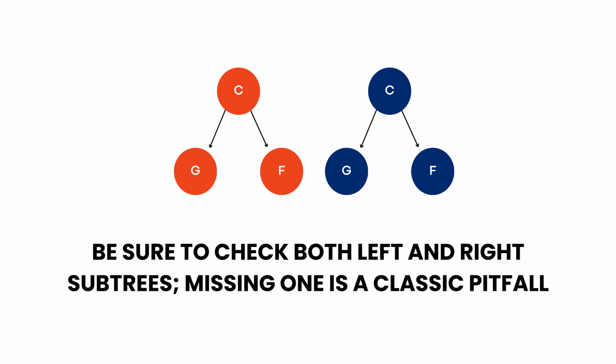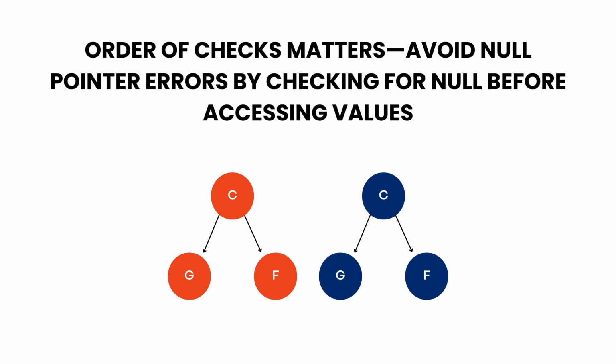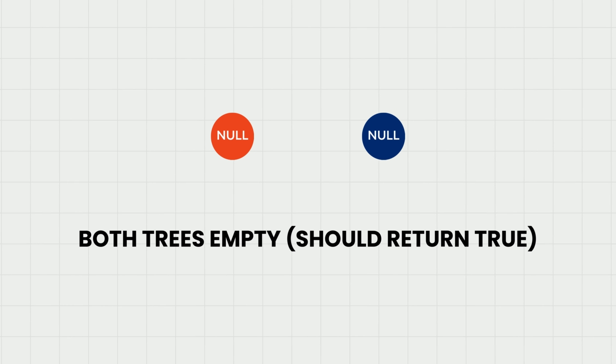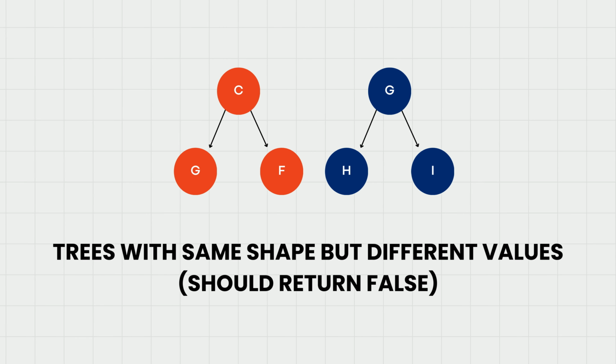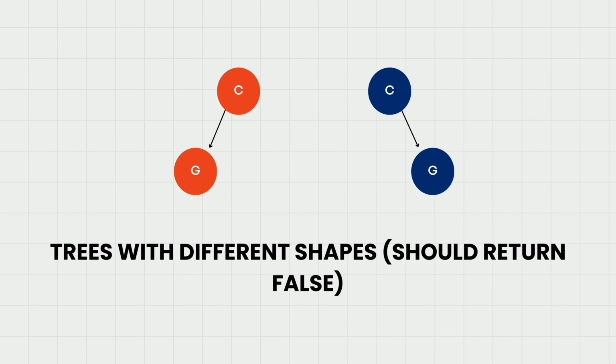Let's add more. Be sure to check both left and right subtrees. Missing one is a classic pitfall. Order of checks matters. Avoid null pointer errors by checking for null before accessing values. Edge cases. Both trees empty should return true. Trees with the same shape but different values should return false. Trees with different shapes should return false.